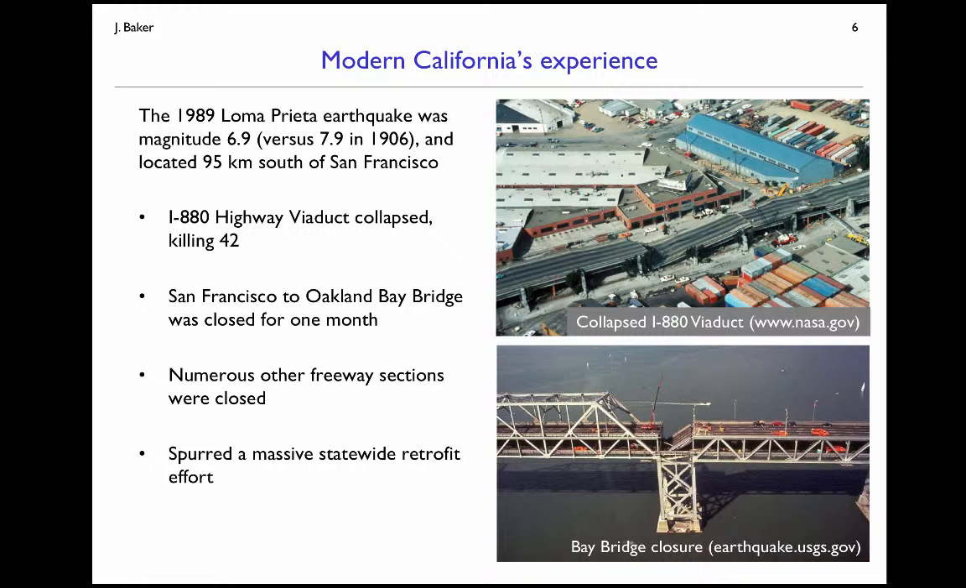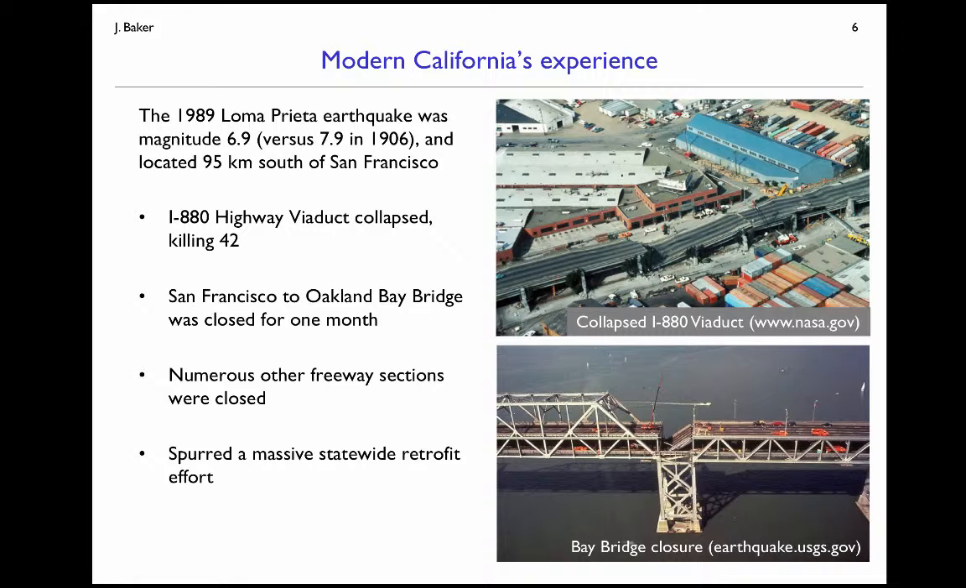A couple notable damaging situations was that the I-880 viaduct in the Eastern Bay collapsed. That killed 42 people. The San Francisco-Oakland Bay Bridge, that's noted in the lower figure here, had a partial collapse. At one point, that bridge itself was closed for a month. And this is one of the busiest bridges in the United States in terms of traffic carried.